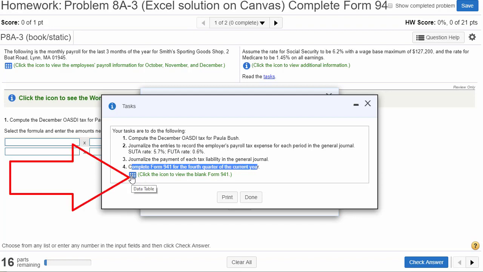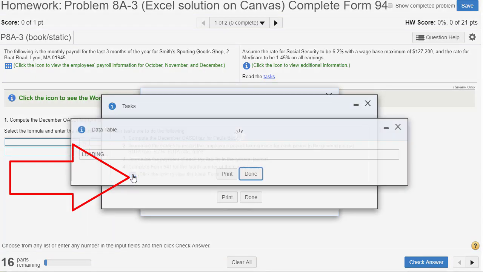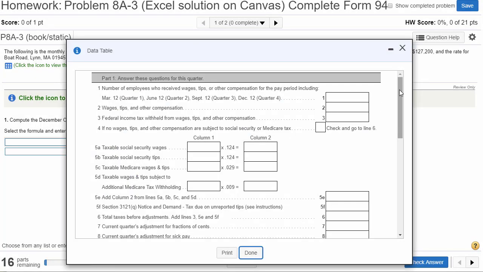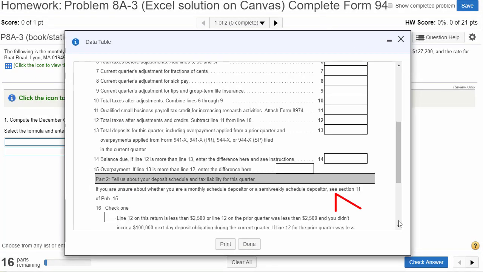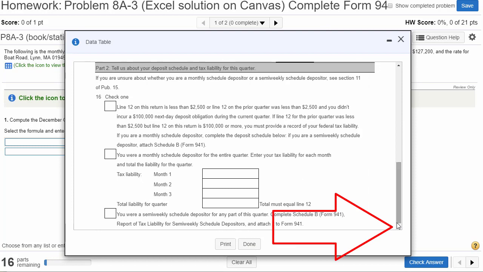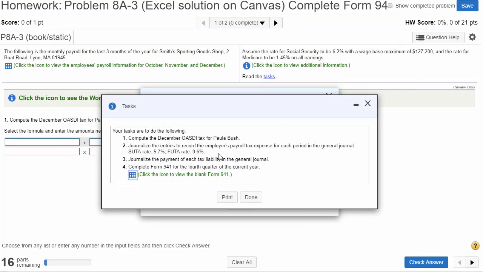If you need to see the full Form 941, you can click here, and then here it is. But if you want to see the whole thing at once, you can scroll down or you could print it. So let's get on to the first task of computing the December OASDI tax for Paula Bush. And before we can figure out her tax for OASDI for December, we have to figure out how much of her paycheck is taxable.